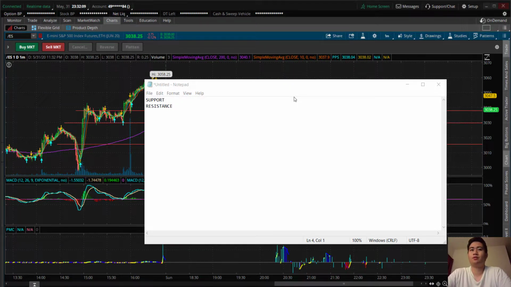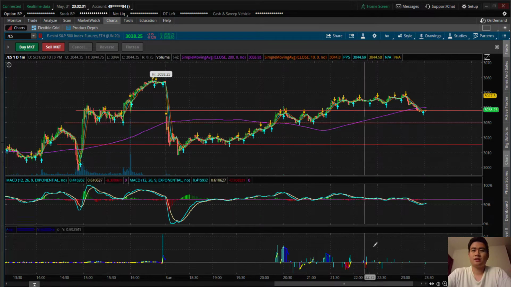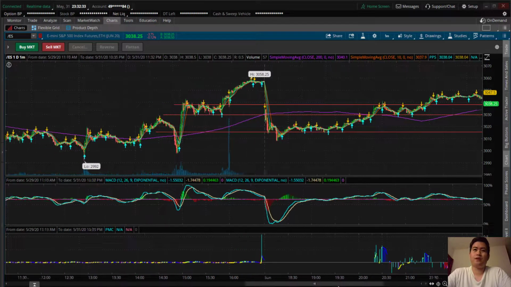In this video, I'm going to briefly talk about how to identify support and resistance and how to trade futures using a very easy indicator. So let's just look at E-mini futures in Thinkorswim, which is /ES. This tracks the S&P 500 index when it opens. So let's just look back at Friday.